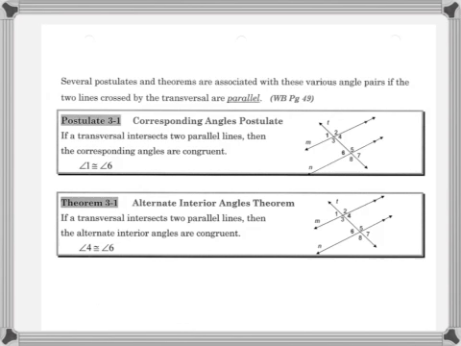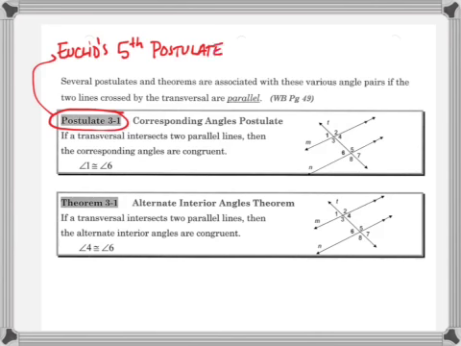Alright, so we start with a postulate, and then we're going to get some theorems, and then we're going to turn them around for our converses. The first one is the corresponding angles postulate. It says, if a transversal intersects two parallel lines, then the corresponding angles are congruent. Remember, a postulate is just like Euclid's fifth postulate that we talked about in class. We assume this to be true: if we have two parallel lines and a transversal, the corresponding angles are congruent. So in our picture that's 1 and 6, 2 and 5, 3 and 8, and 4 and 7.